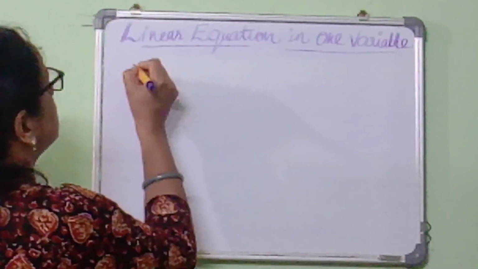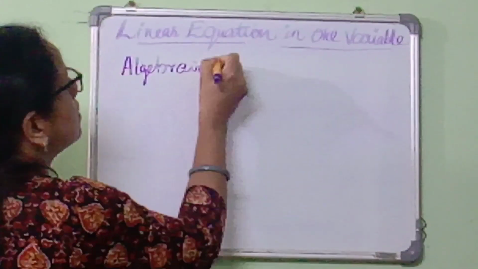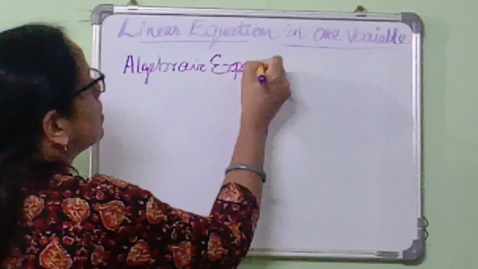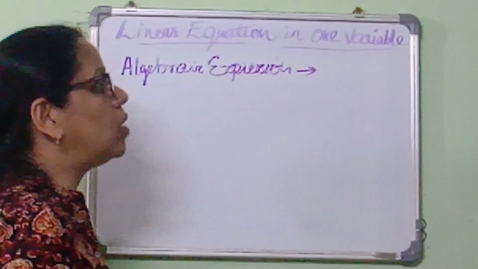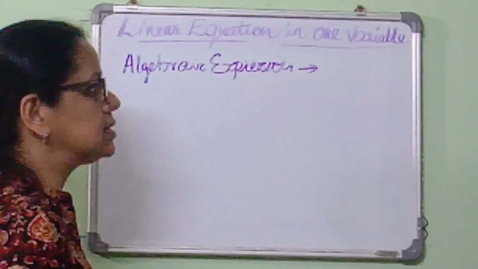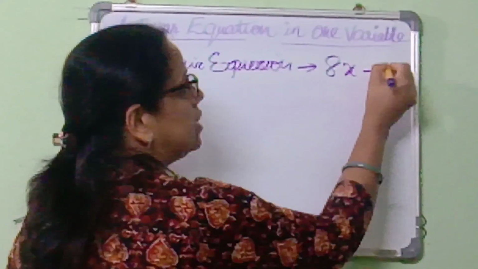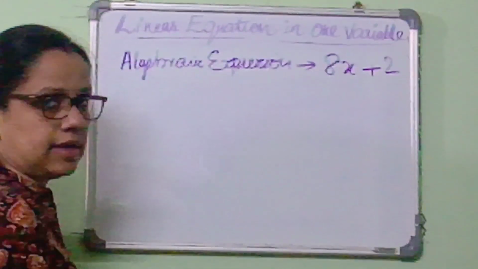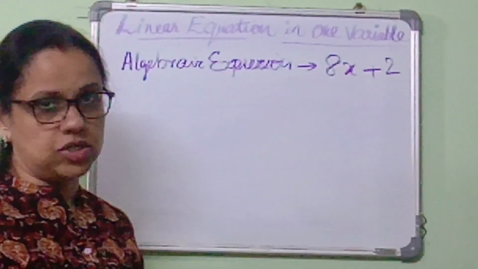An algebraic expression. What is an algebraic expression? It is a combination of numbers and literals connected with an arithmetic operation. 8x plus 2, it is an algebraic expression. Numbers and literals connected with the arithmetic operation.